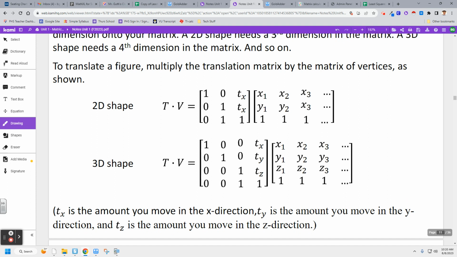So right here, this is supposed to be t sub y. Fix that. And this is supposed to be a 0. T sub y. Okay, so make those changes. I made a similar mistake right here. This number is supposed to be a 0.